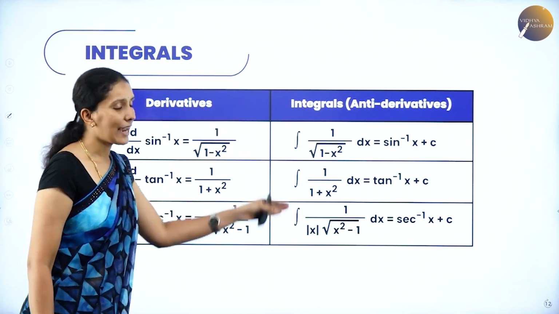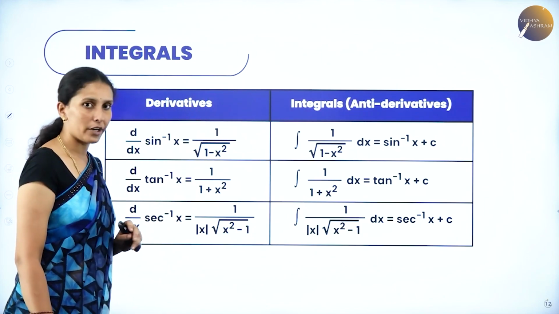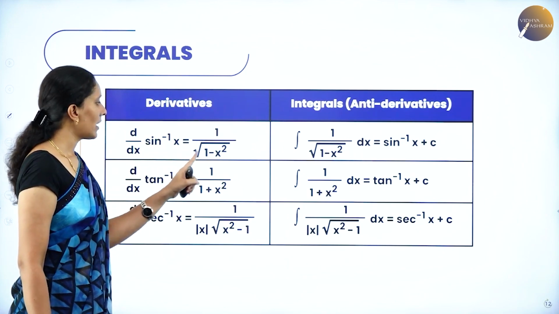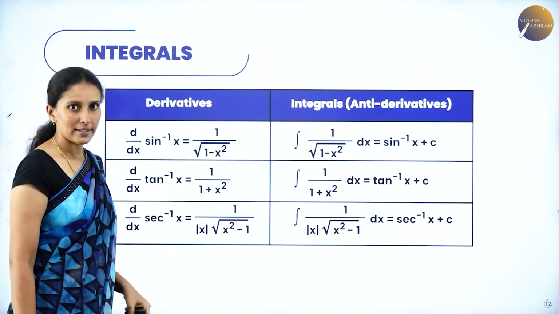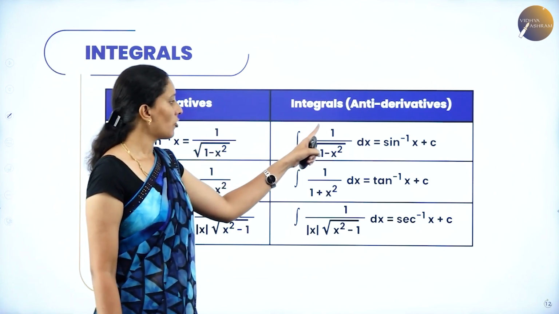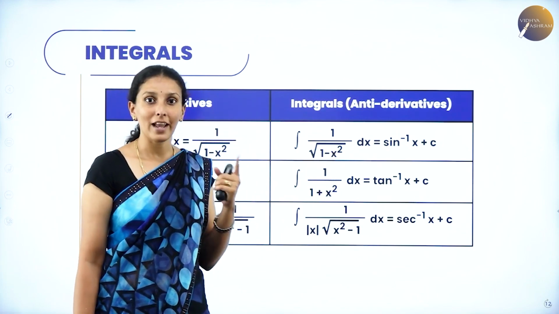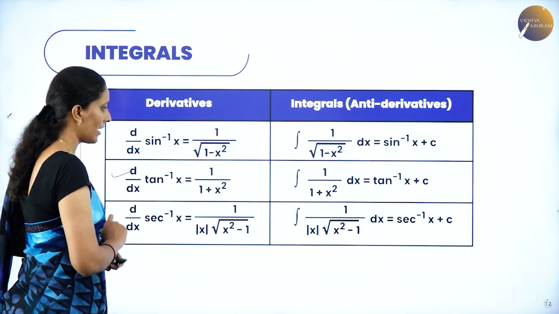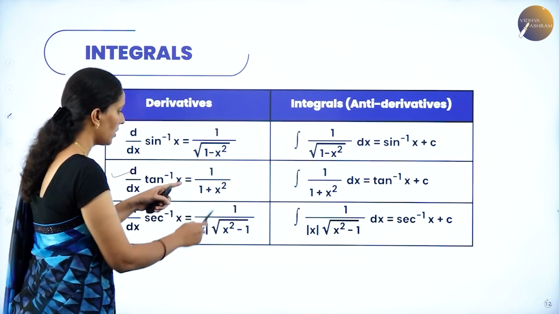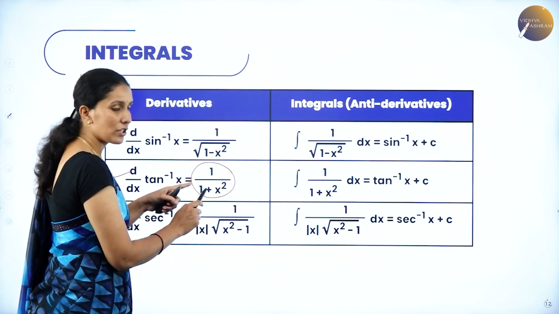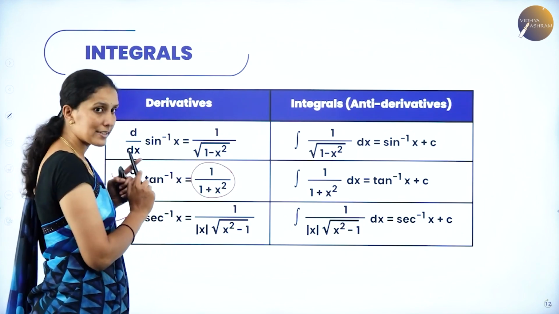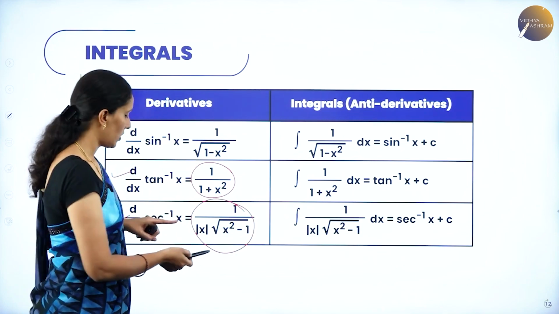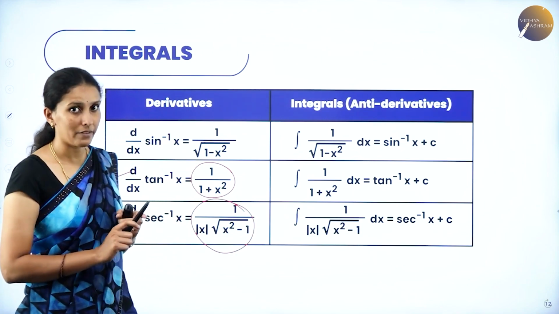These are the standard derivatives of inverse trigonometric functions, and hence here the sin inverse x derivative is 1 over root of 1 minus x square. Thus, integration of 1 over root of 1 minus x square can be directly written as sin inverse x, and similarly you can see for tan inverse and for secant inverse. So, whenever integration of this function is asked, you can directly write tan inverse x. When integration of this function is asked, you can directly write secant inverse x.